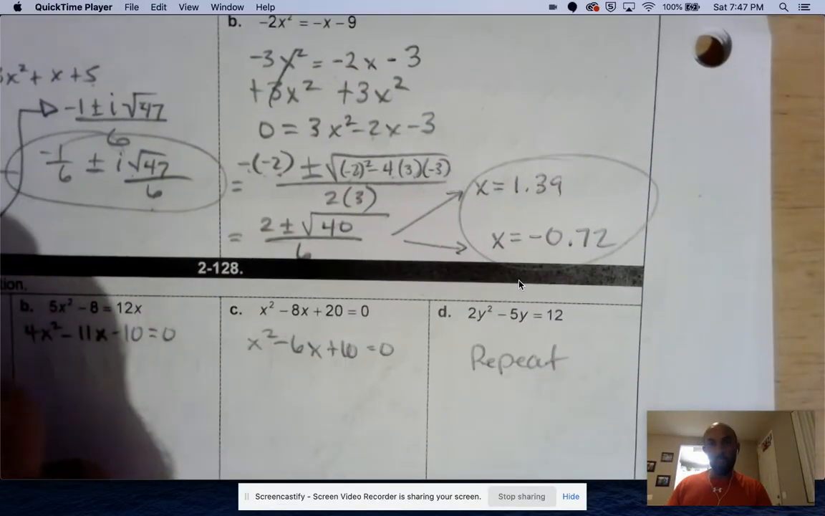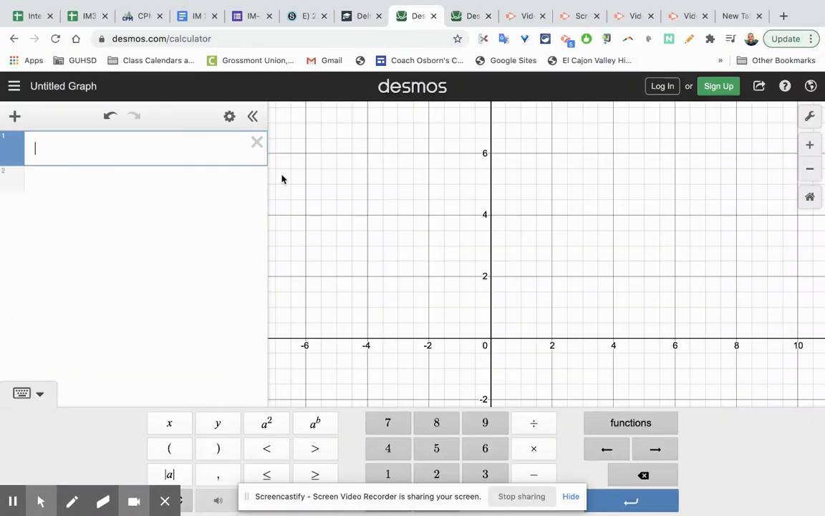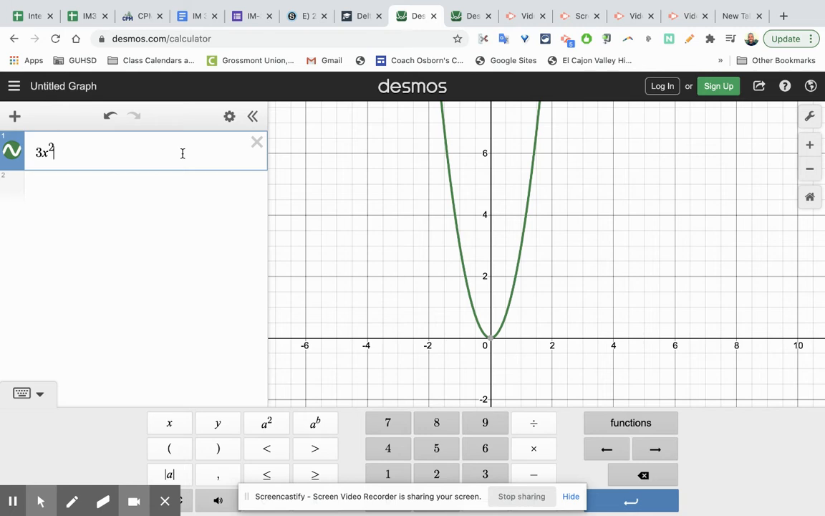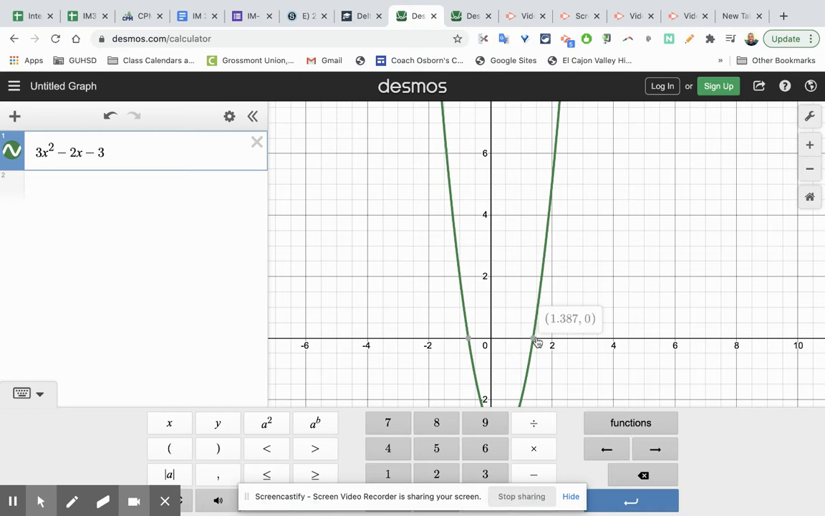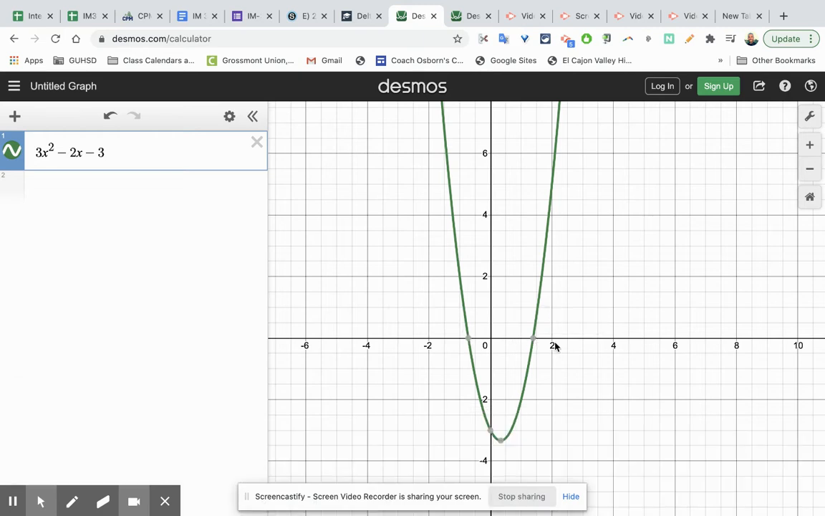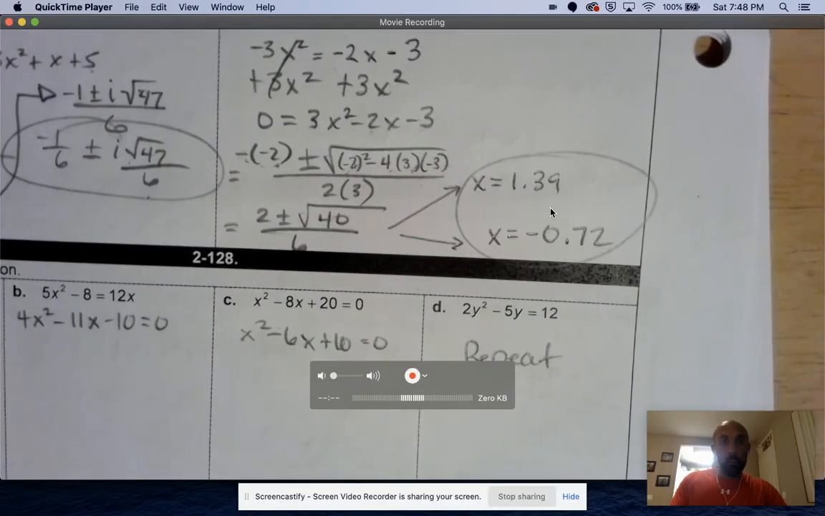Now, you might be wondering, well, how do I check my answer? Well, an easy way to do this is to literally just take your equation that you started with, after you've already set it equal to 0. After I set that equation equal to 0, it became 3x minus 2x minus 3. I'm sorry, 3, actually. I'm talking about this one right here. Okay, so then if I look to see where it crosses the x-axis, it should match my answer. If you look right there, 0.72 and 1.3, that's exactly what I got here. So then I know I'm right. So you can check your work pretty easily, just by typing in the equation.